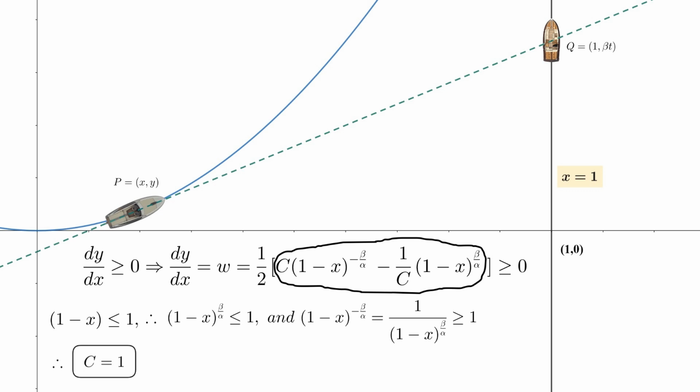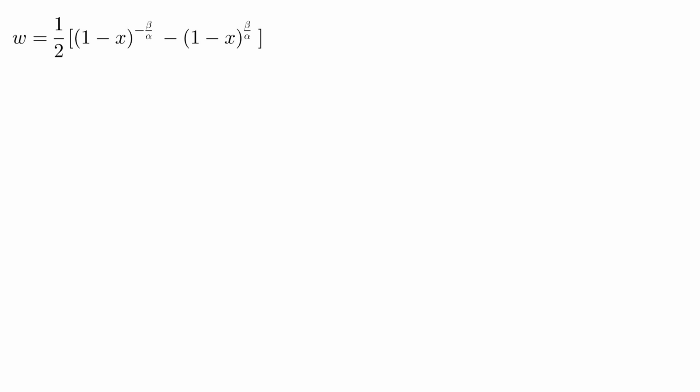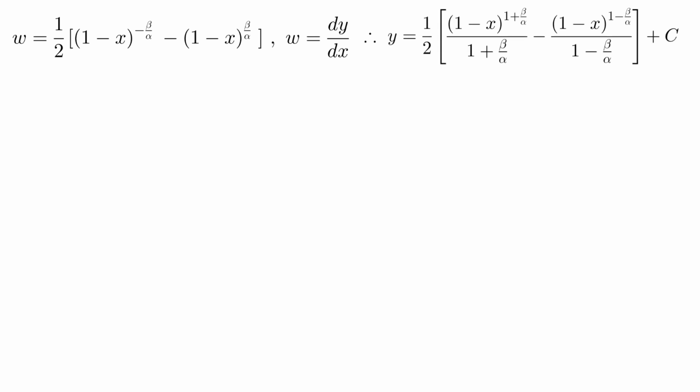Make sense? So now we've found c, and we have this expression here. There's one more step to find the pursuit curve. We said earlier that w equals dy/dx. So we have to integrate both sides. Luckily, this is easy. Using the power rule of integration, we get this expression here.